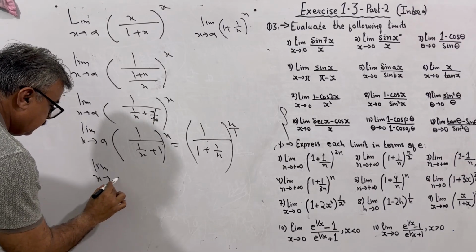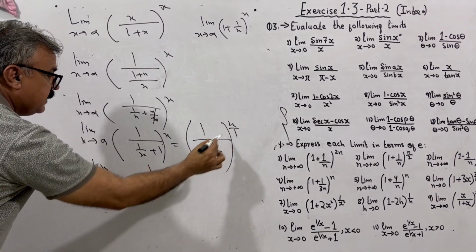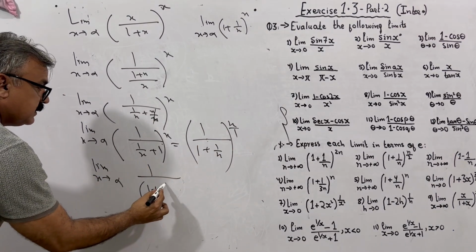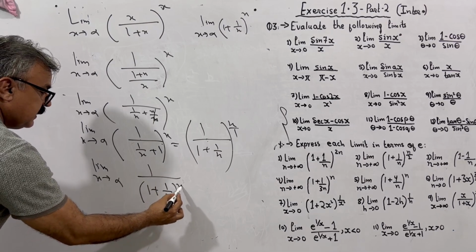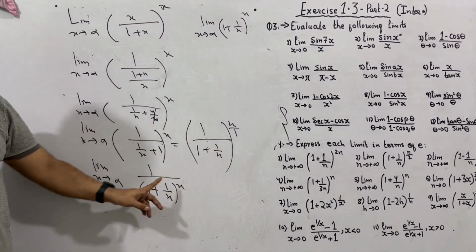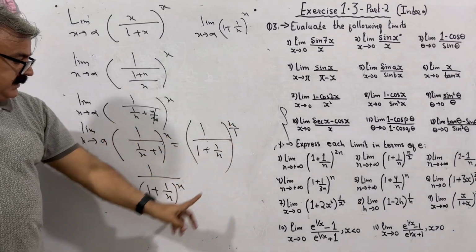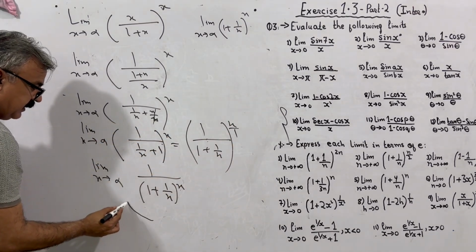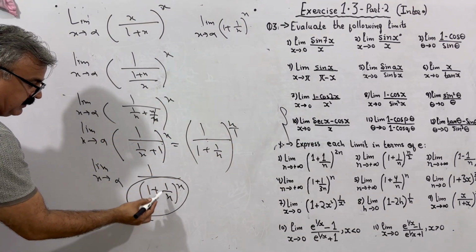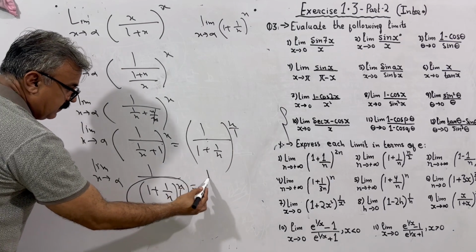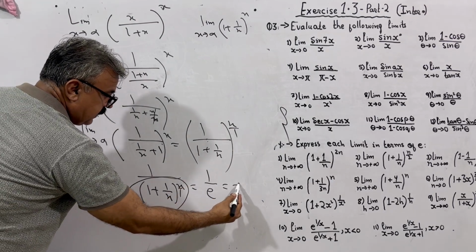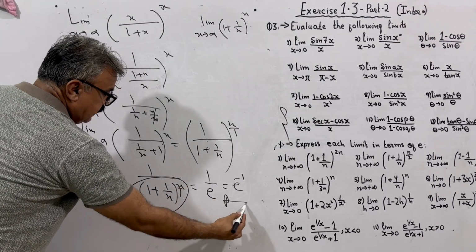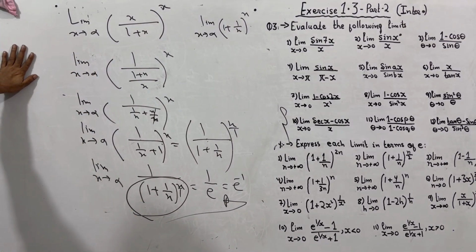Limit x tends to infinity. It can be written as 1 over (1 plus 1 over x) raised to x. Distribute the power x, and 1 remains the same. Now (1 plus 1 over x) raised to x is e, so 1 over e, or e raised to minus 1, is our answer in that case.